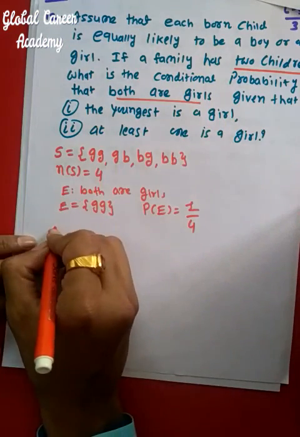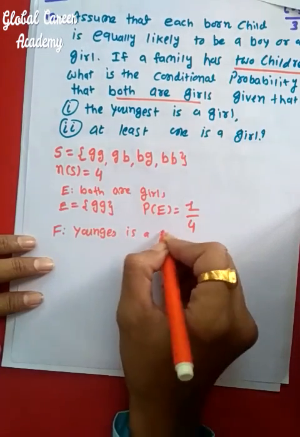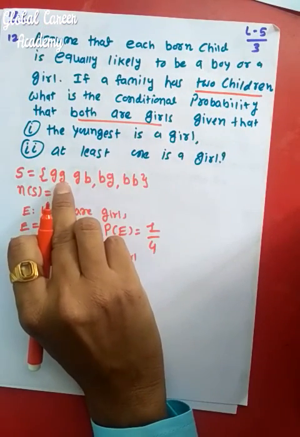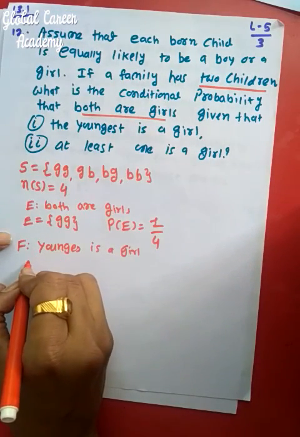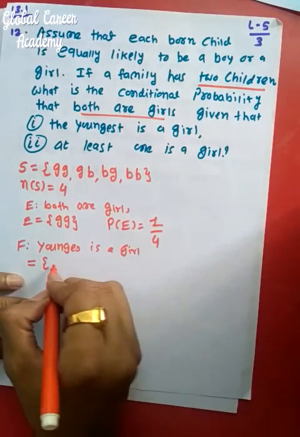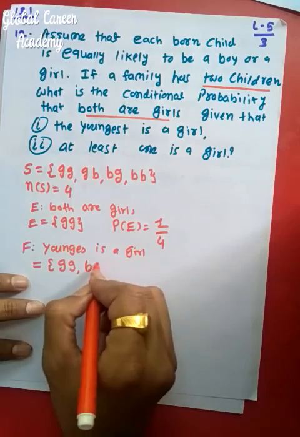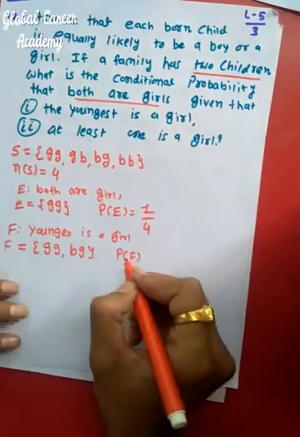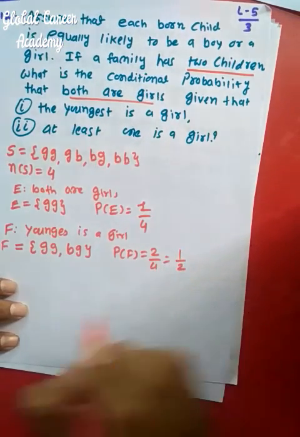Then comes youngest is a girl. Let us say F is youngest is a girl. In this sequence, the second one appearing is the youngest. So if I want to write down the sample space, when G comes in the second position, that will be considered as the youngest one. So GG is possible in this sample space, and the other combination is BG. From that I can write down the probability for F, and that can be given as 2 out of 4, and it is 1/2.